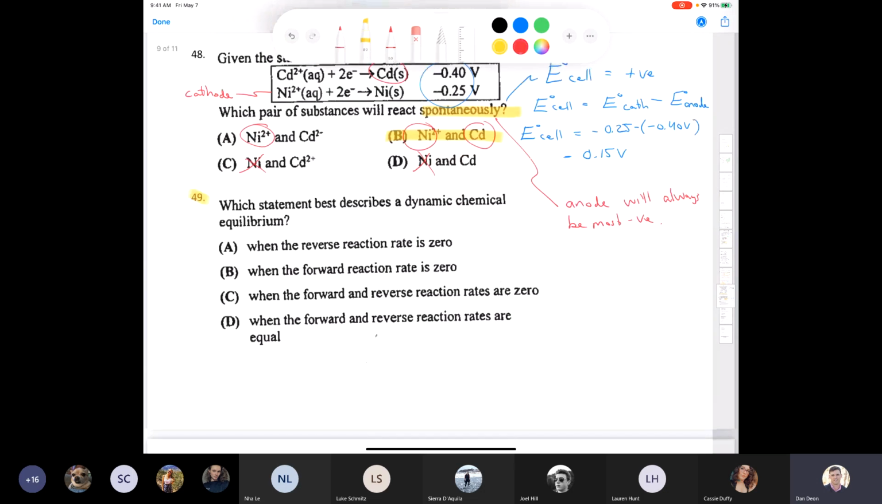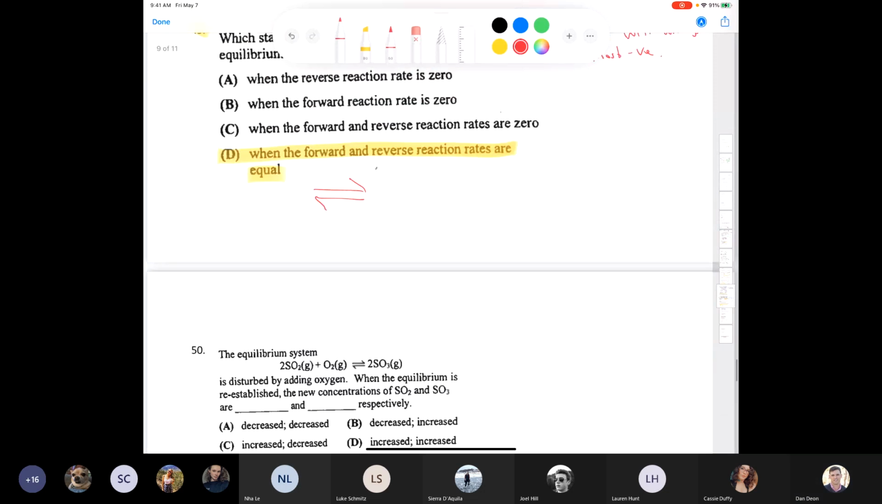Question 49 says, which statement best describes a dynamic chemical equilibrium? One where the reverse reaction rate is 0, one where the forward reaction rate is 0, the forward and reverse reaction rates are 0, and when the forward and reverse reaction rates are equal. Who could tell me which one would be the best answer here? In a chemical equilibrium, yeah, absolutely. It's when the rate of the forward and the reverse reaction are identical, right? That's the whole point behind equilibrium. That's why we use equilibrium arrows like that, because the forward reaction rate and the reverse reaction rate are identical.